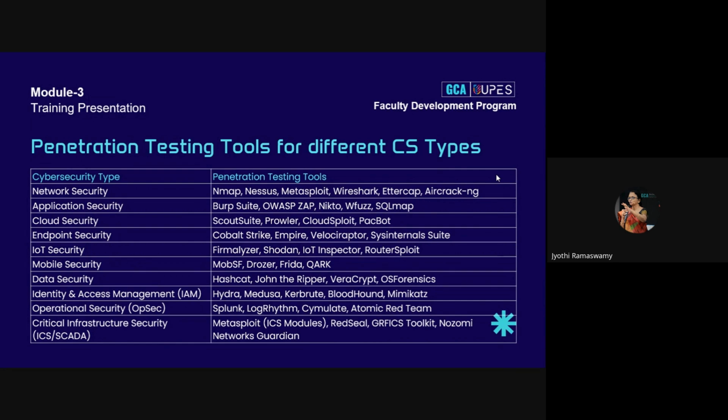So we have tools to check identity and access management: Hydra, Medusa, Kerberoast, Bloodhound, and Mimikatz. So they check to see whether role-based access is given correctly, right? The accesses in single sign-on are managed properly. Multi-factor authentications are managed properly. All those things are tested by these tools, right?